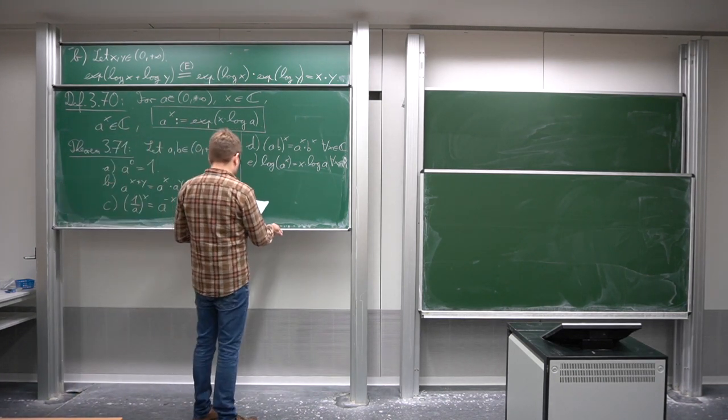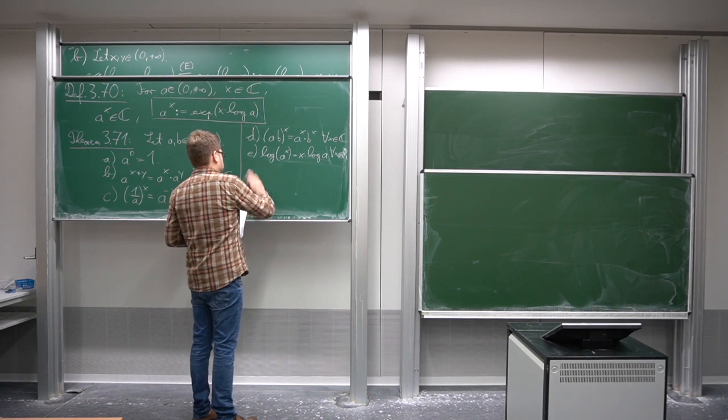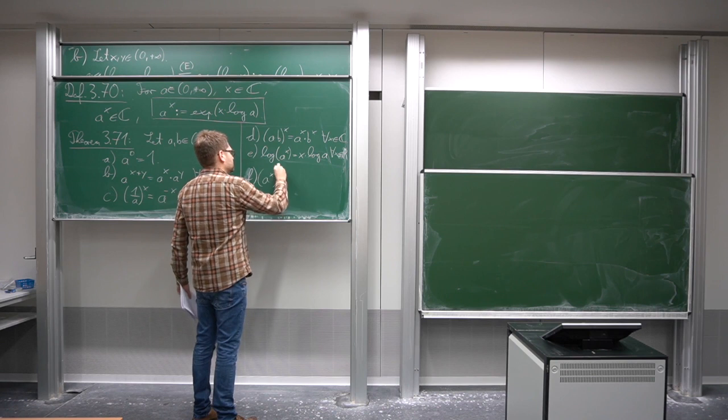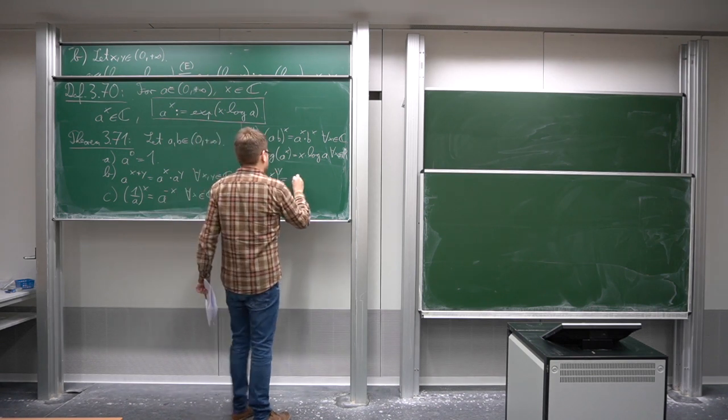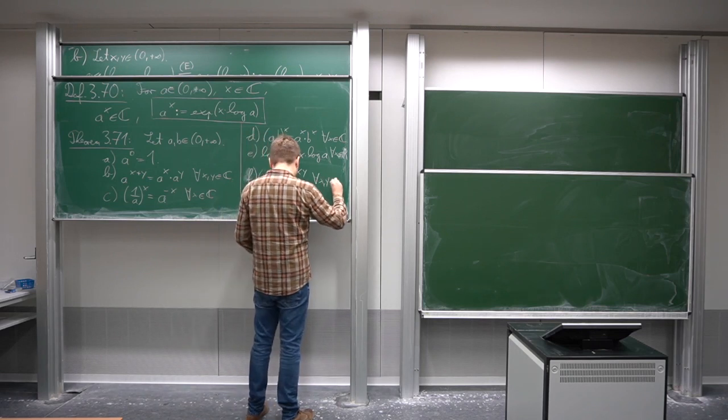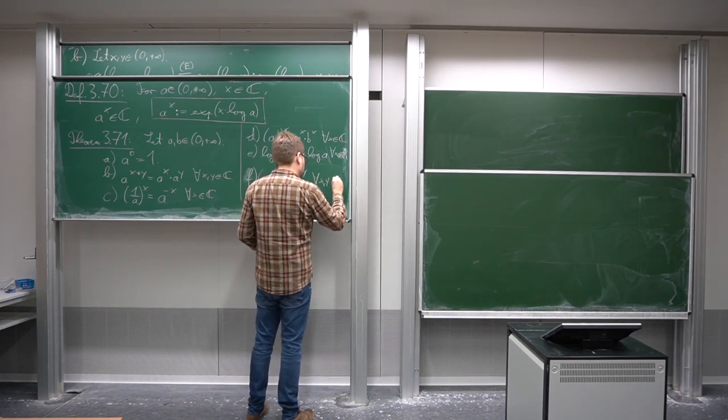And finally, F: a to the x taken to the y is the same as a to the x times y for all x and y in R again.